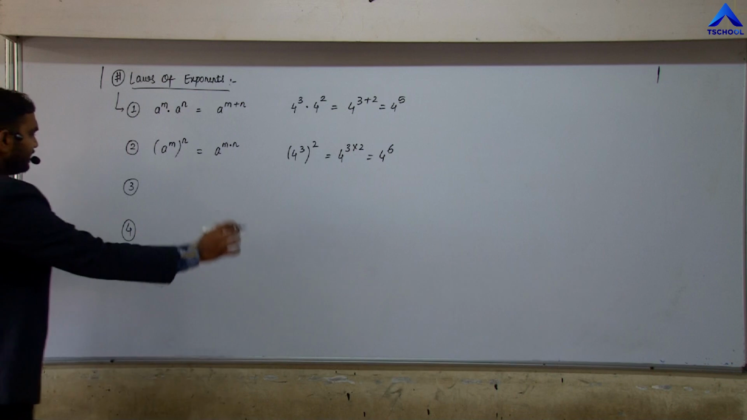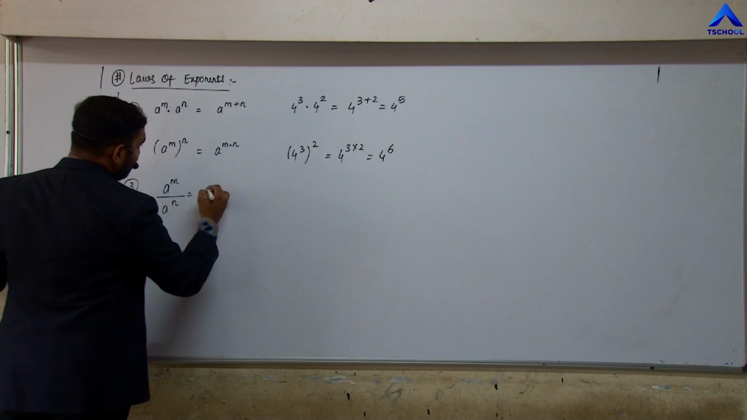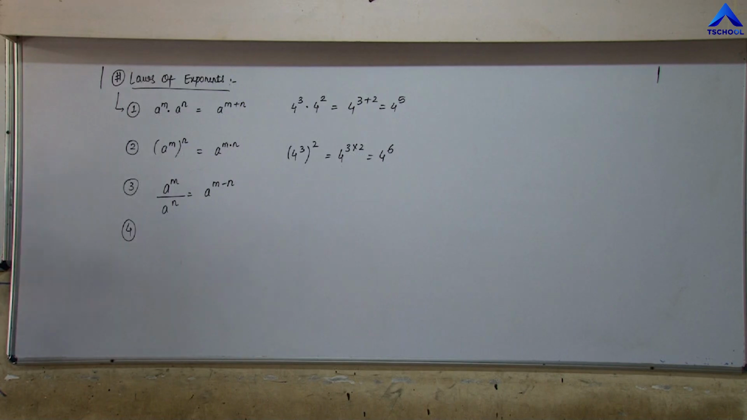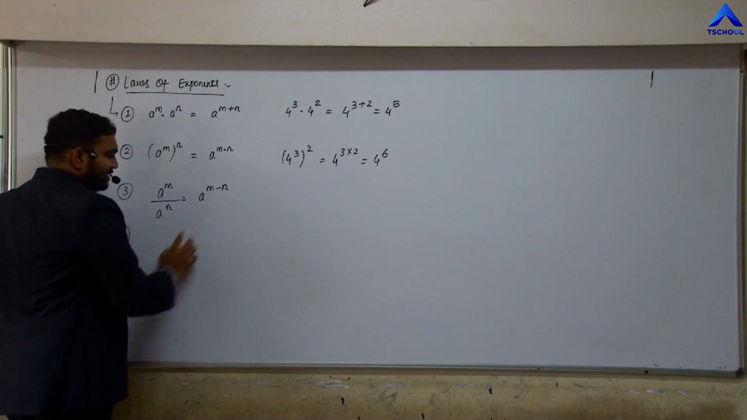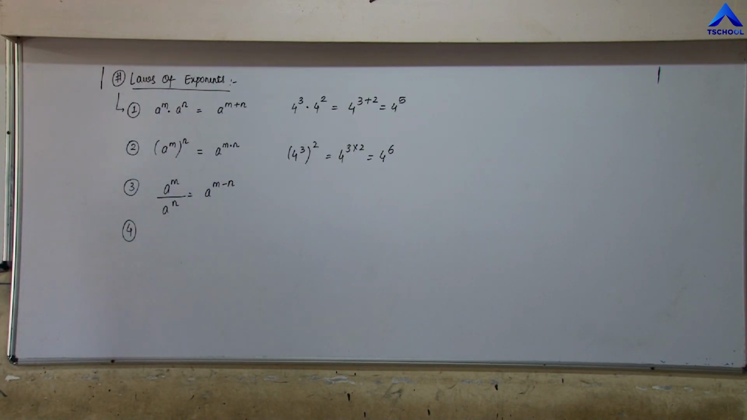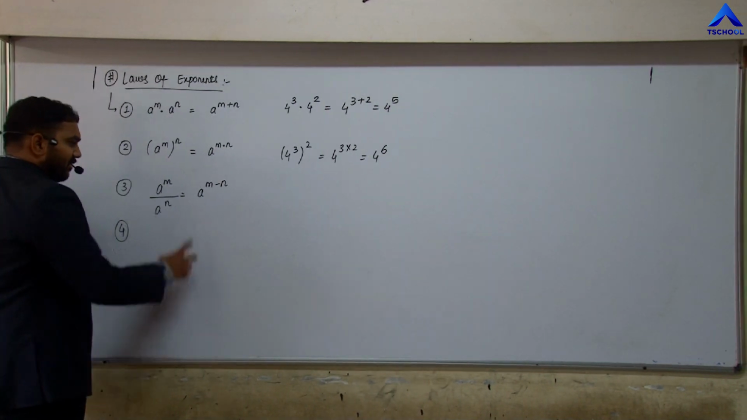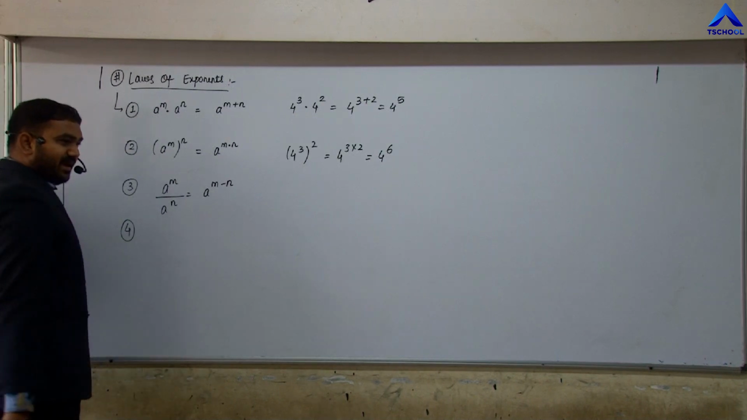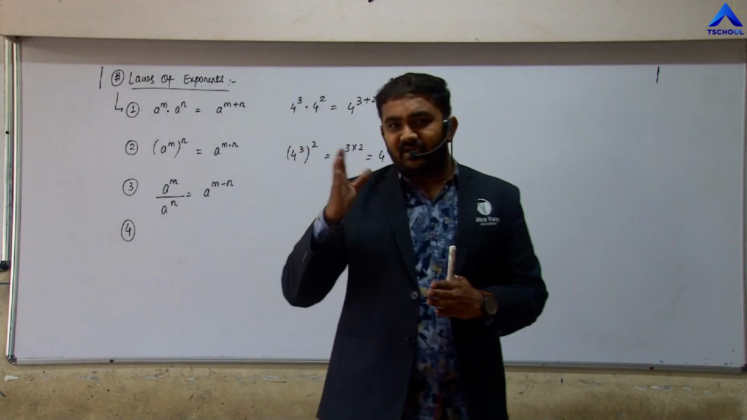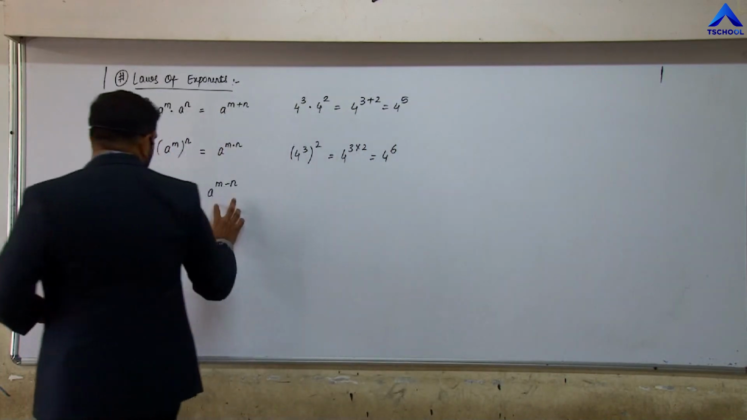The third thing is, if I'm having a number a raised to m upon a raised to n, then this simply can be written as a raised to m minus n. See friends, here m minus n means the exponent in the denominator will be subtracted from the exponent in the numerator. That means a raised to m upon a raised to n will be equal to the common base a, and the exponents will be subtracted. That means the exponent of the denominator is subtracted from the exponent of the numerator, a raised to m minus n.